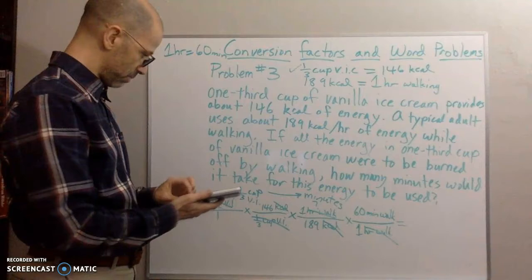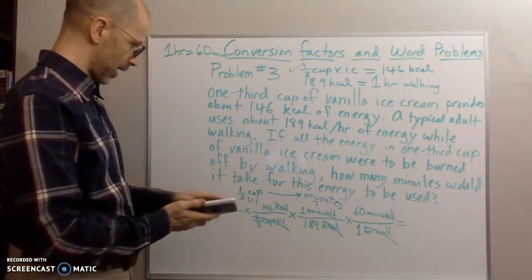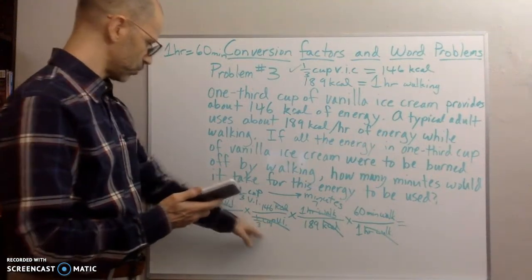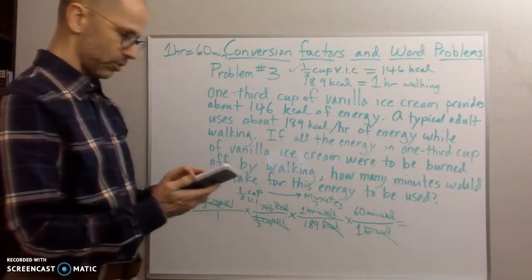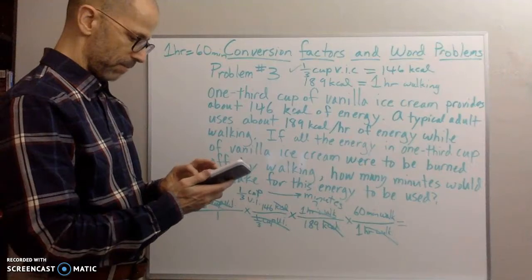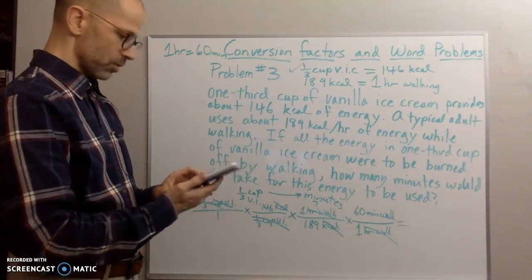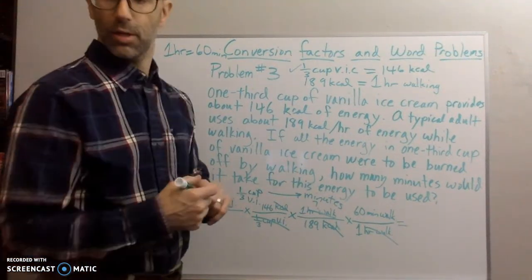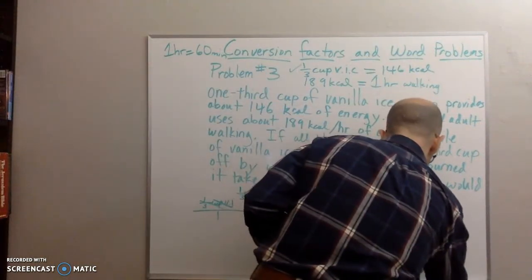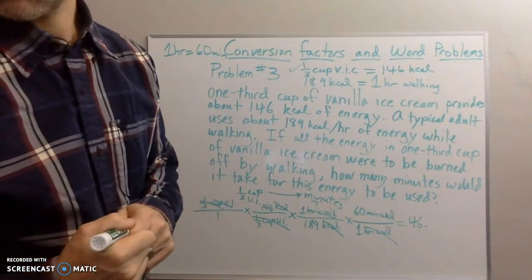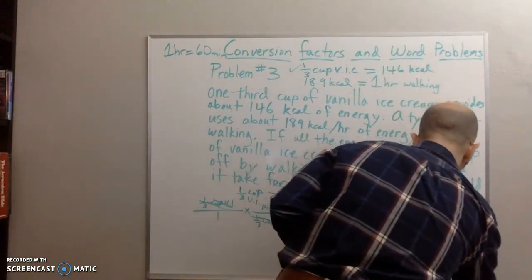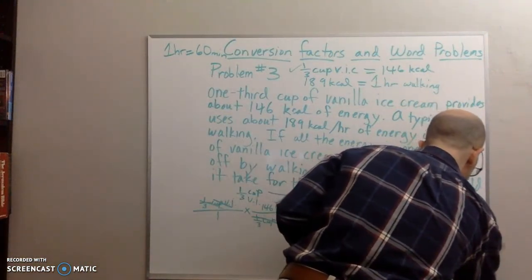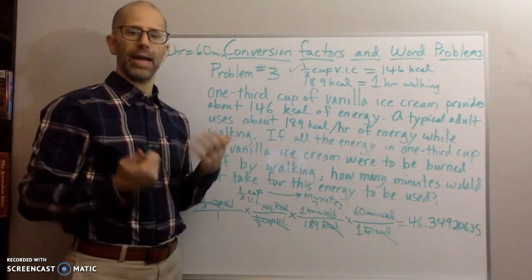I'm going to start with 146, so 146 times 1 times 60 equals, and then divide by what's on the bottom, that's 1, and that's 189, so divided by 189 equals. Let's see here, I get 46.349, and we could say 20635. That's what my calculator spits out, but I can't keep all of these digits.